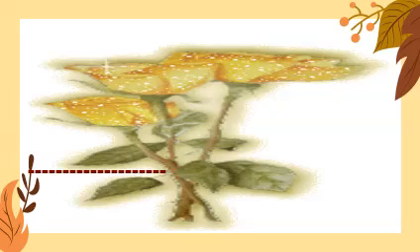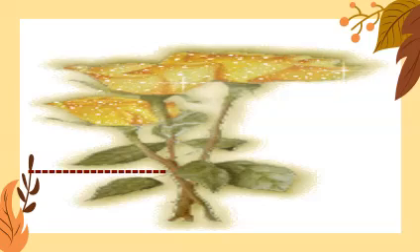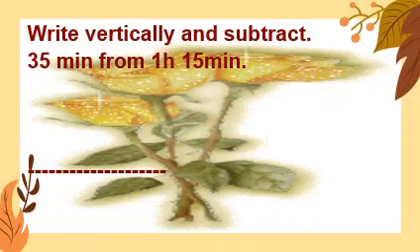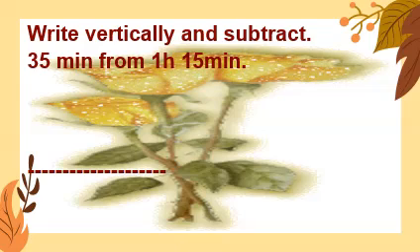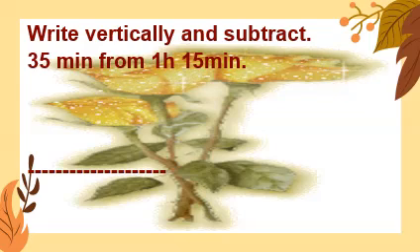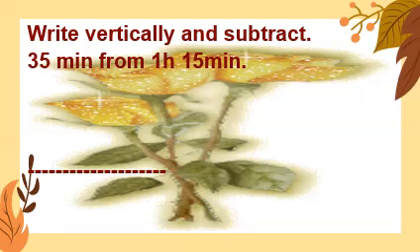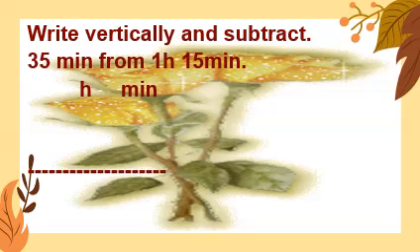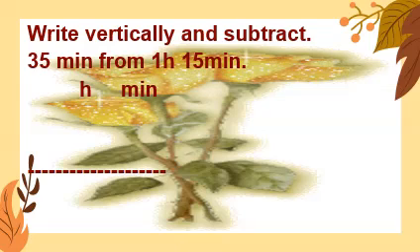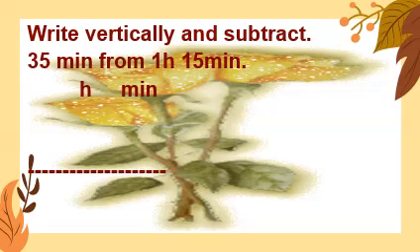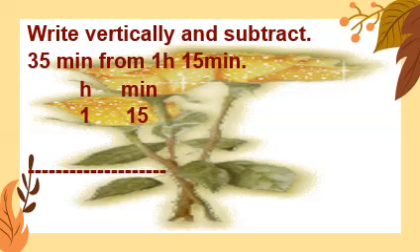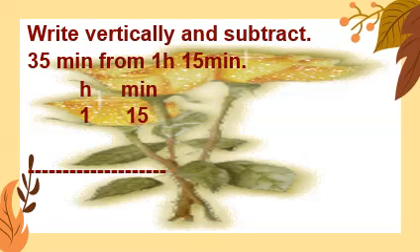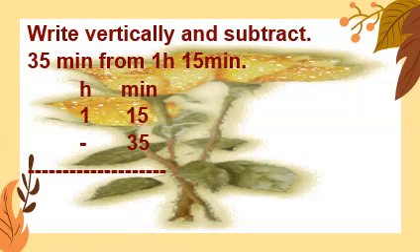Now let's solve an example according to the rules of subtraction. The example is: write vertically and subtract 35 minutes from 1 hour and 15 minutes. As we discussed before, we will write the hours in the hours column and minutes in the minutes column, because we cannot add or subtract different units together. So first we will write 1 hour 15 minutes, then we will write 35 minutes.